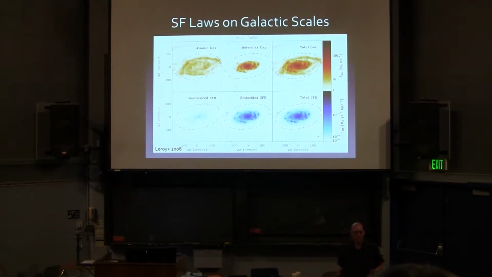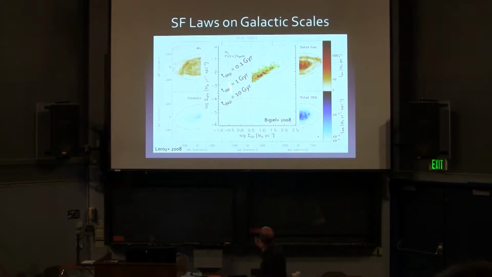Given this sort of data, you can ask a very basic question: how do these things correlate? If I take one of these maps and overlay it on top of another one, what do I see? You can just pixelize these maps and make a scatter plot of where things fall. On the x-axis we've put the molecular gas surface density, and on the y-axis the star formation rate. These contours are just showing where the data points fall.